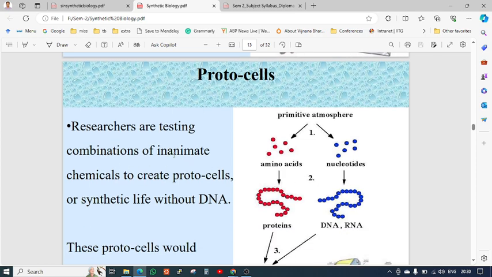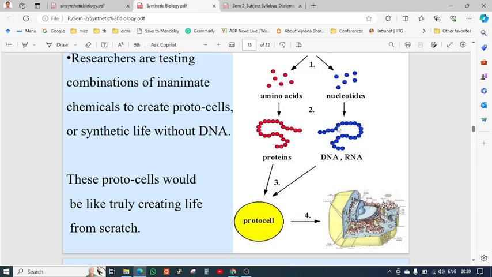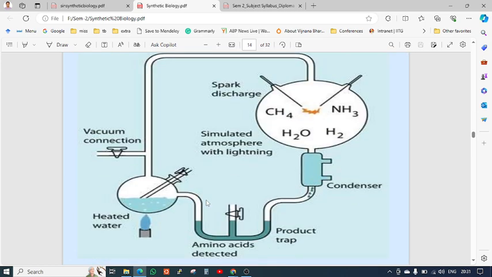Protocells are where researchers test combinations of inactive components, such as different synthetic life cycles without DNA. These are called protocells. In a primitive eukaryotic cell you have seen that there are so many nucleic acids, and some are testing different types of DNA, RNA sequencing, protein, all the things. So protocells would be truly creating life from scratch. That means how these protocells formed in our ancient pre-eukaryotic cells. The origin of life, the question of how life originated on earth, can also be answered through these protocell techniques. We will not go into that.